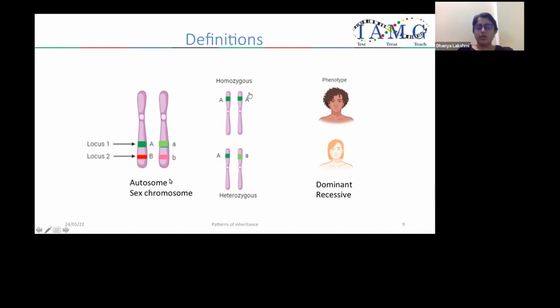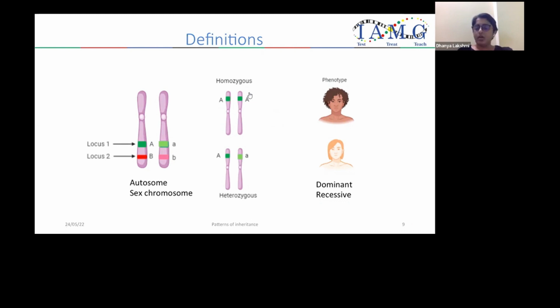Now, autosomes include all the chromosomes other than the sex chromosome, and an individual is considered to be homozygote if he or she has the same allele at a particular locus. And if two different alleles are present at a particular locus, then he or she is known as a heterozygote.